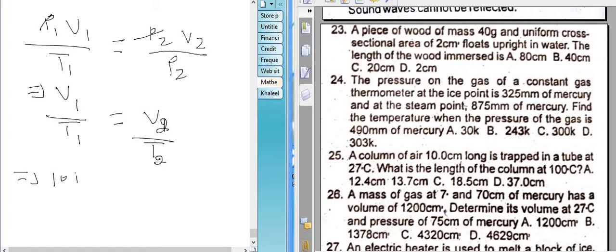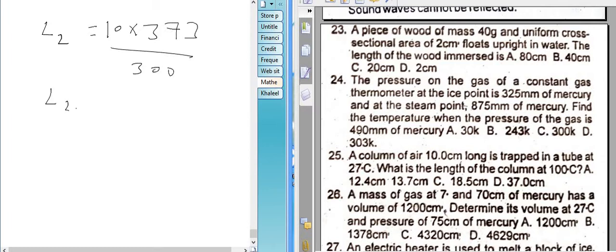So we can substitute the data here. We have 10A all over the temperature, which is 300, is equal to V2, which is L2A, all over T2, which is 373. Now we can cancel the area because they are equal. Our task is to find the length. So we cross multiply: L2 is equal to 10 times 373 all over 300. After evaluating, we get 12.4 centimeters. The correct option is option A.